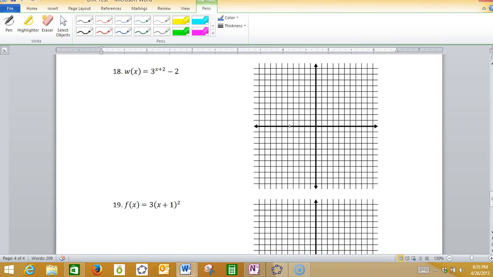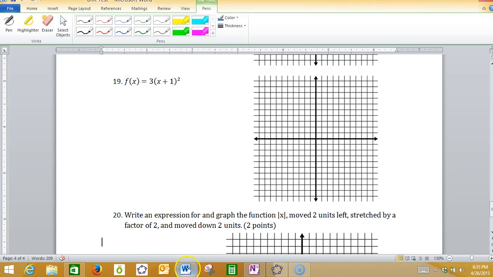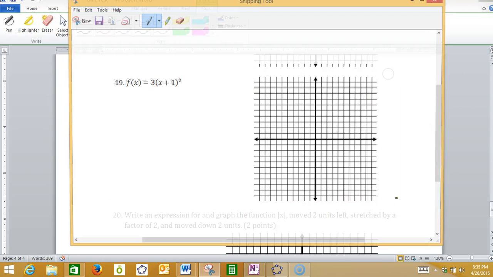Okay? Next one, if you needed to see that, go rewind that and then just pause it. Okay, number 19, we're taking a squaring pattern. We have x plus 1 squared. Let's get the snipping tool so I can draw this graph.